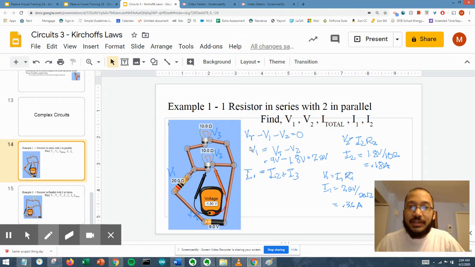Cool. So what is I total? I know that I total, the current coming out of the battery, is actually equal to I1. So I total is equal to 0.36, I2 is 0.18, and the thing to solve for is I3. So I can use this equation to solve for I3, and plugging that in, I3 is equal to I1 minus I2.